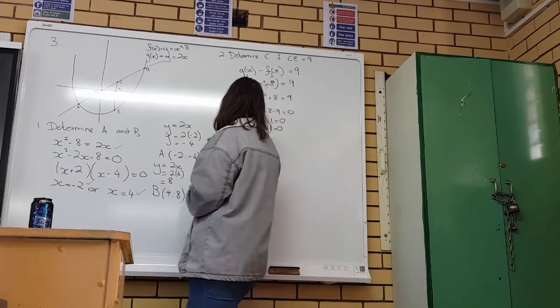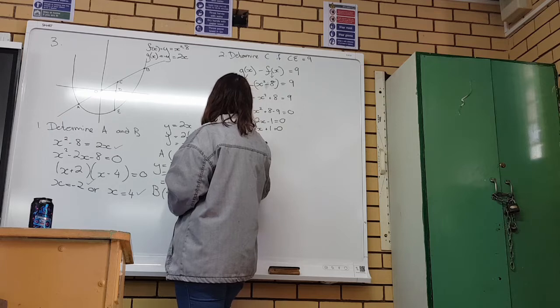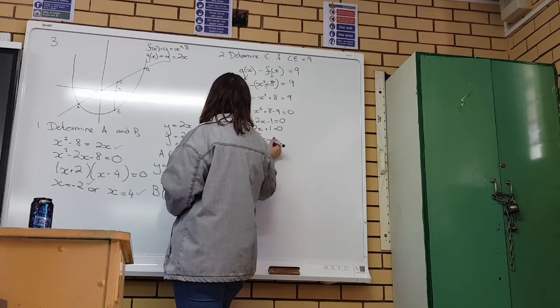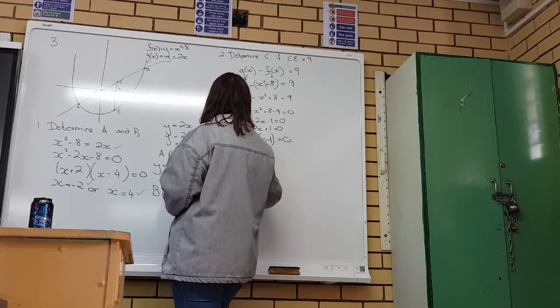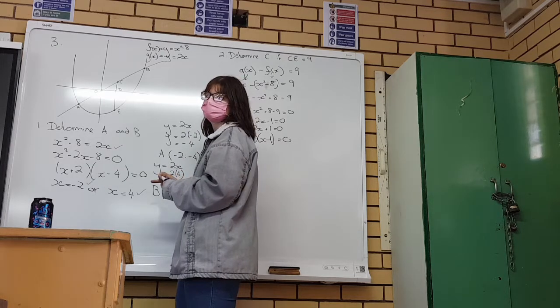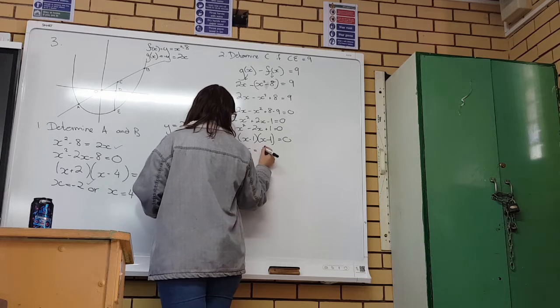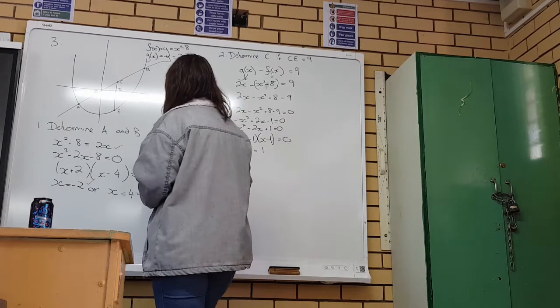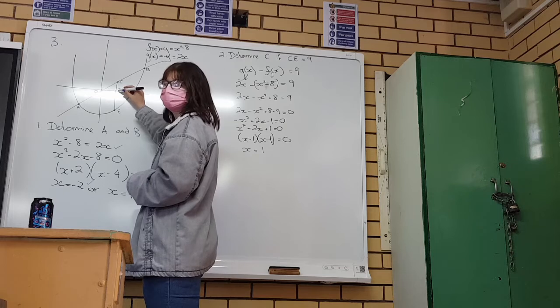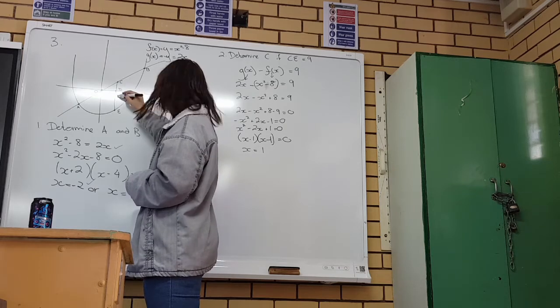So now I can do my factorization of a trinomial. So I've got x minus 1 equals 0. Okay? So x is equal to 1. So now I know what my x value is. Over here, this is my x value.